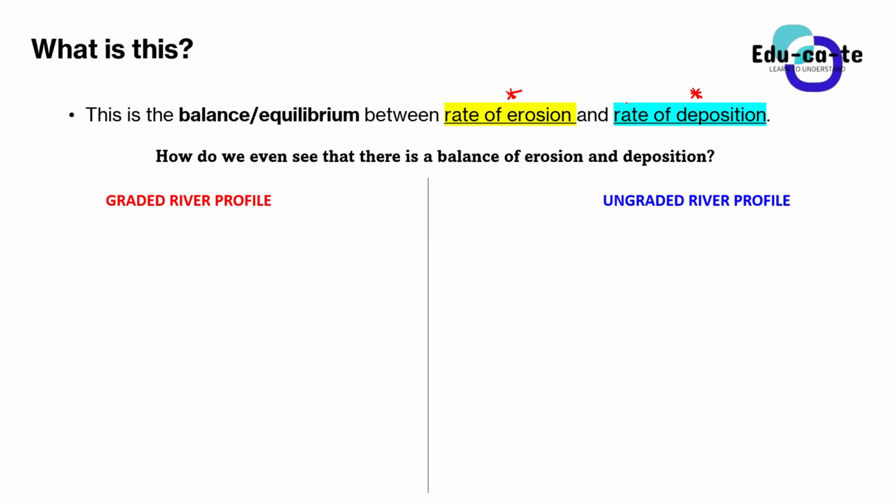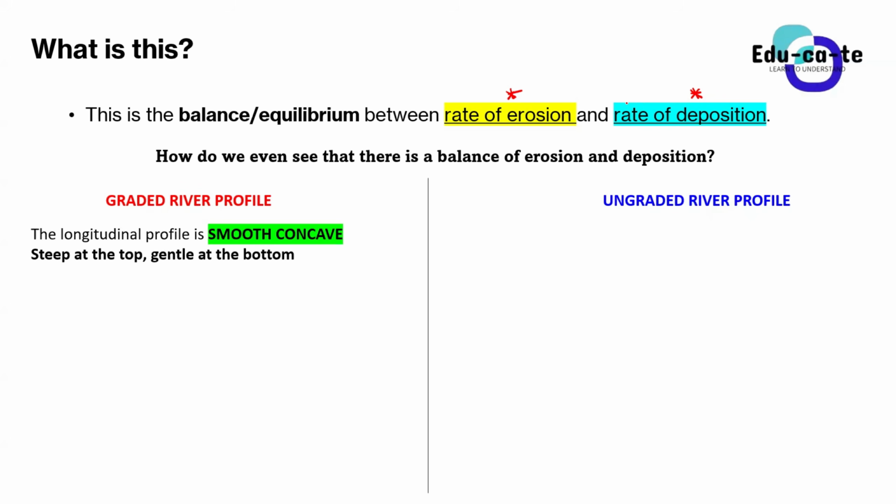Remember, guys, we already talked about the river profile. We said that we have two types of river views, or river profiles: a longitudinal profile of a river, and a transverse profile. But when we are looking at the graded river profile, we'll just be looking at the longitudinal profile of a river. How does the river look if it is graded? How does it look if it is ungraded?